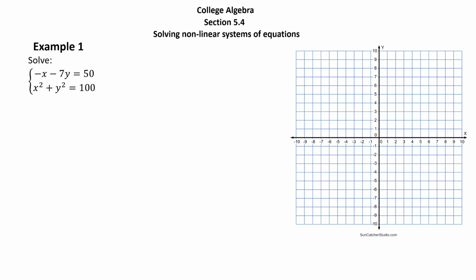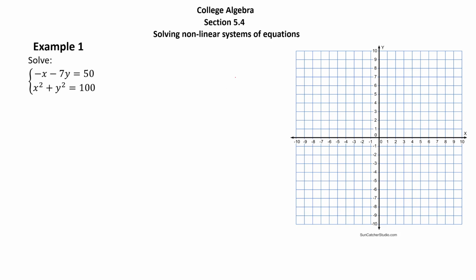So in this system right here, you can see that the first equation is linear. It has x to the first power, y to the first power. That means it is linear. The second equation has x squared and y squared. And the way this equation is set up, you can see that it is a circle centered at the origin, because if you look at it, it's x minus 0 quantity squared plus y minus 0 quantity squared is equal to 10 squared. And so that is a circle centered at the origin with radius 10. So that's a circle. And then the first equation is a line.